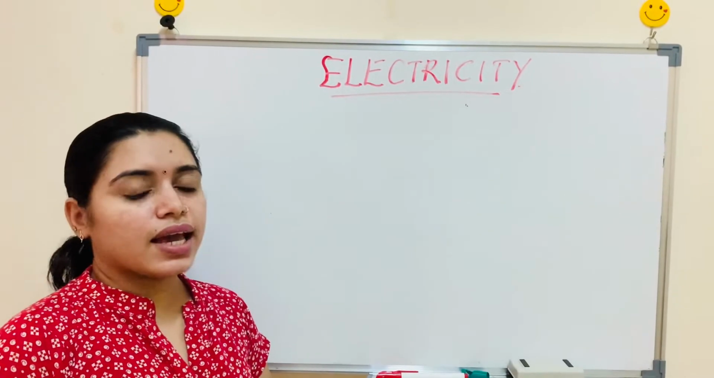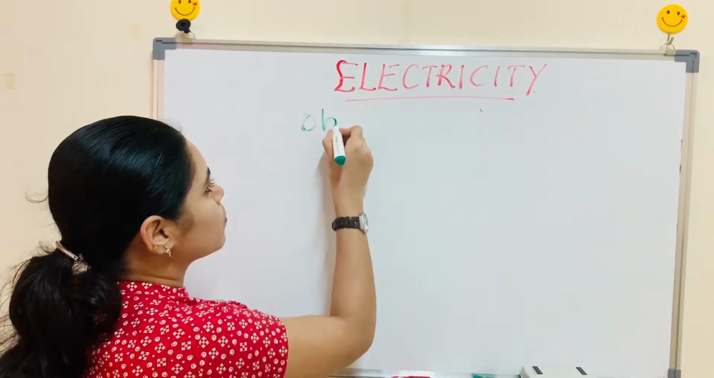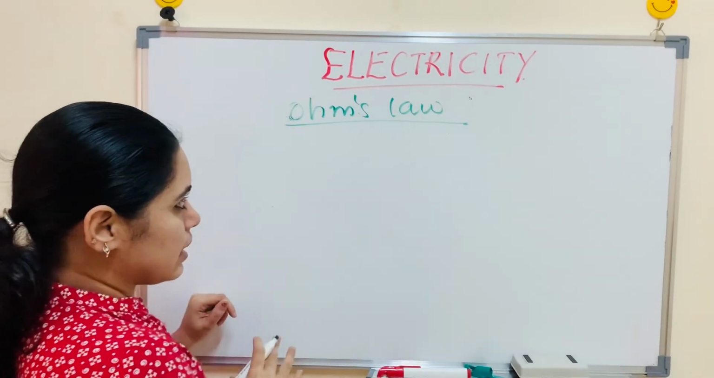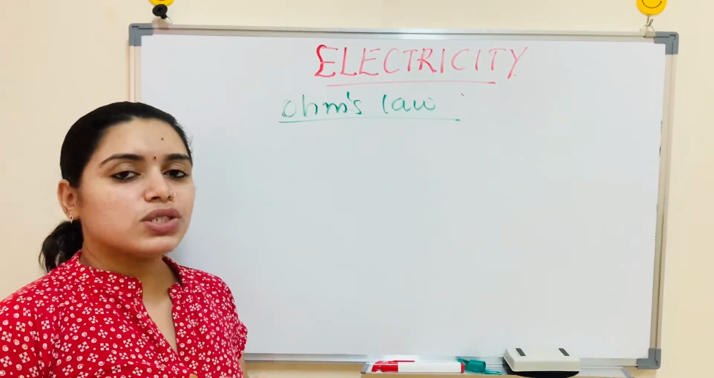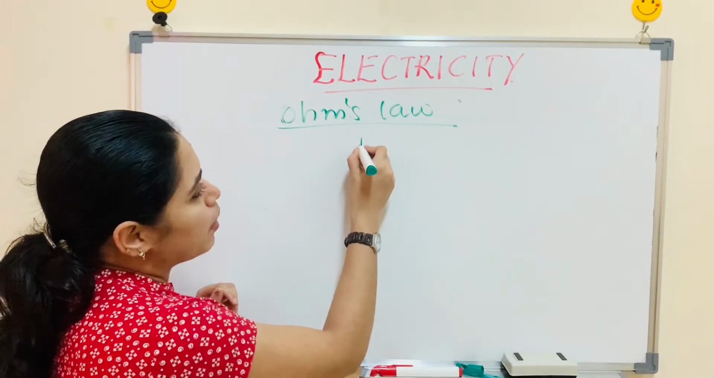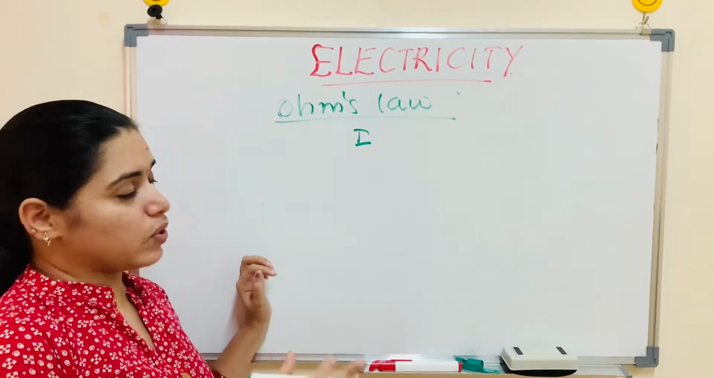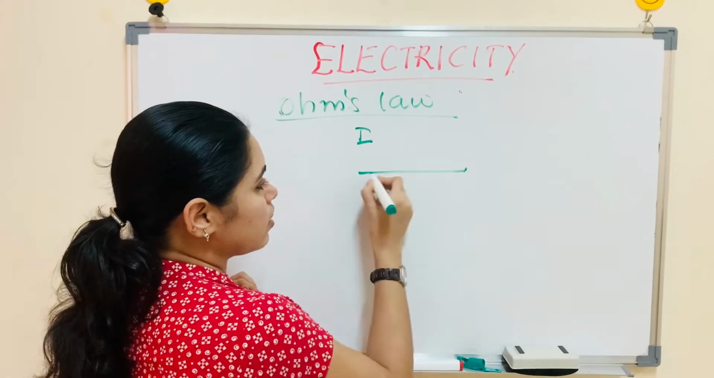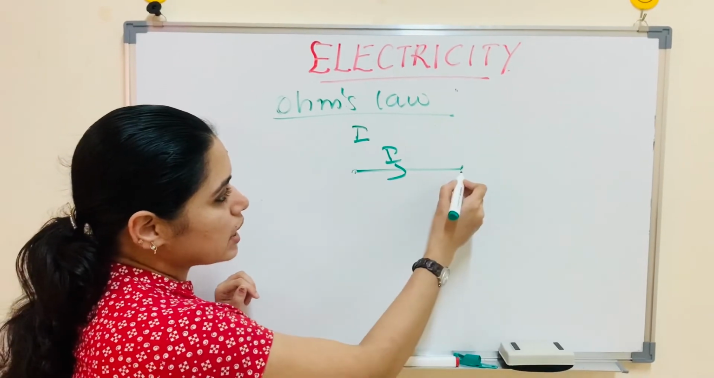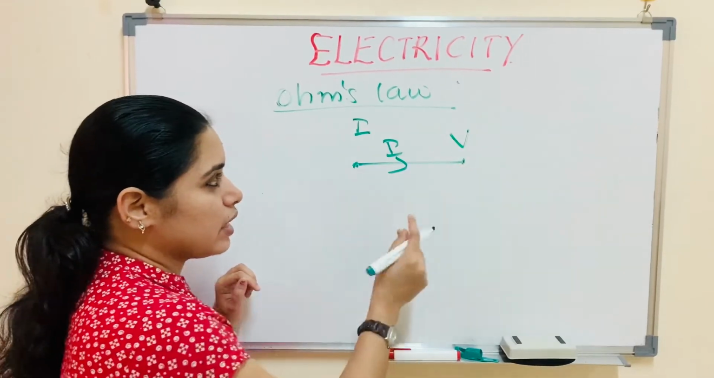Now we can study an important law of electricity, that is Ohm's law. Ohm's law was introduced by a German physicist, Georg Simon Ohm, in which he found a relationship between the current I flowing through a metallic wire and the potential difference between the ends of that metallic wire. Suppose this is a metallic wire through which a current I is passing, and of course there is a potential difference between the ends of this metallic wire, that is V.